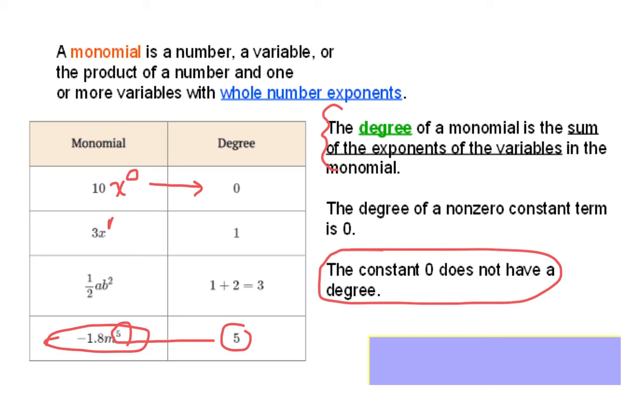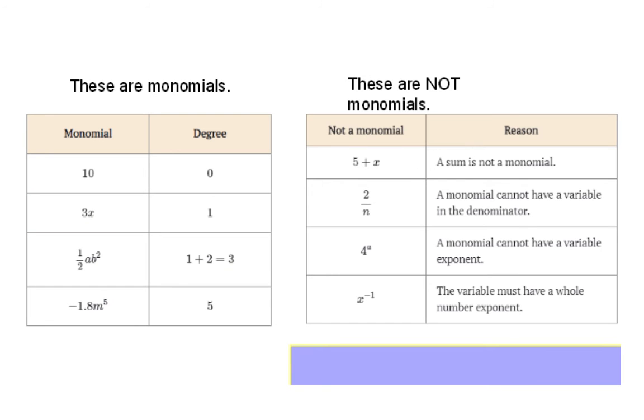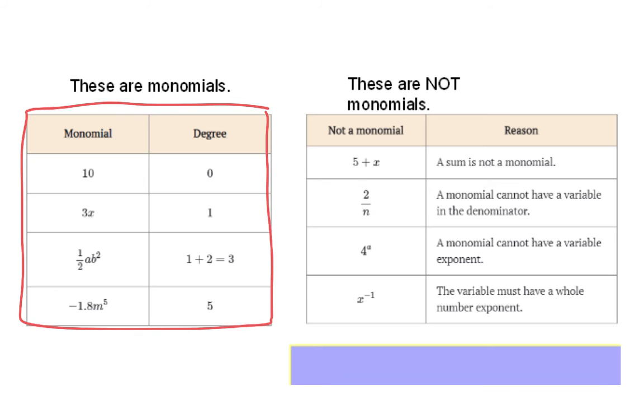If we have more than one variable, we add their exponents together. So a to the first, b to the second. This term, this monomial, would have a degree 3. We're not going to do that too much in Algebra 1. I just want you to know that it's out there. So these things are monomials, same as that last table we just looked at.